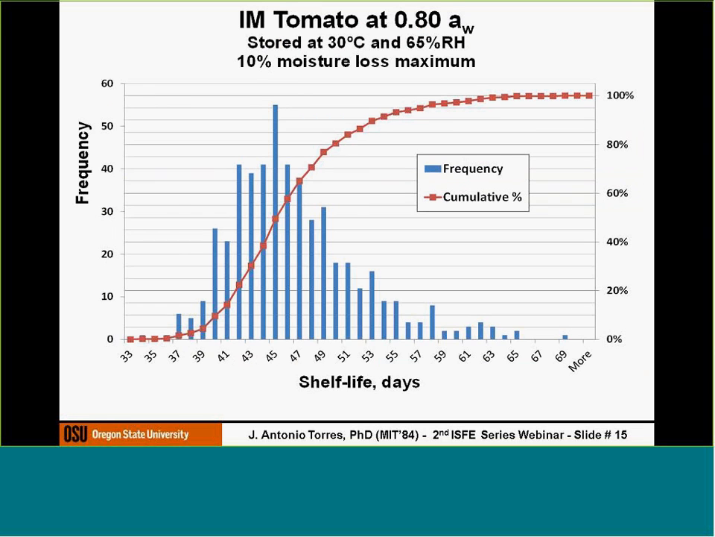Considering just the variability of the GAB parameters, this is what the shelf life of the product would look like at 30 degrees Celsius and at high humidity, with the product having an initial water activity of 0.8, in this case as a slice. For this packaging material, polyethylene, it ranges from 37 days to as much as 69 days. This is the histogram generated, and the red line would be the cumulative frequency for this histogram.